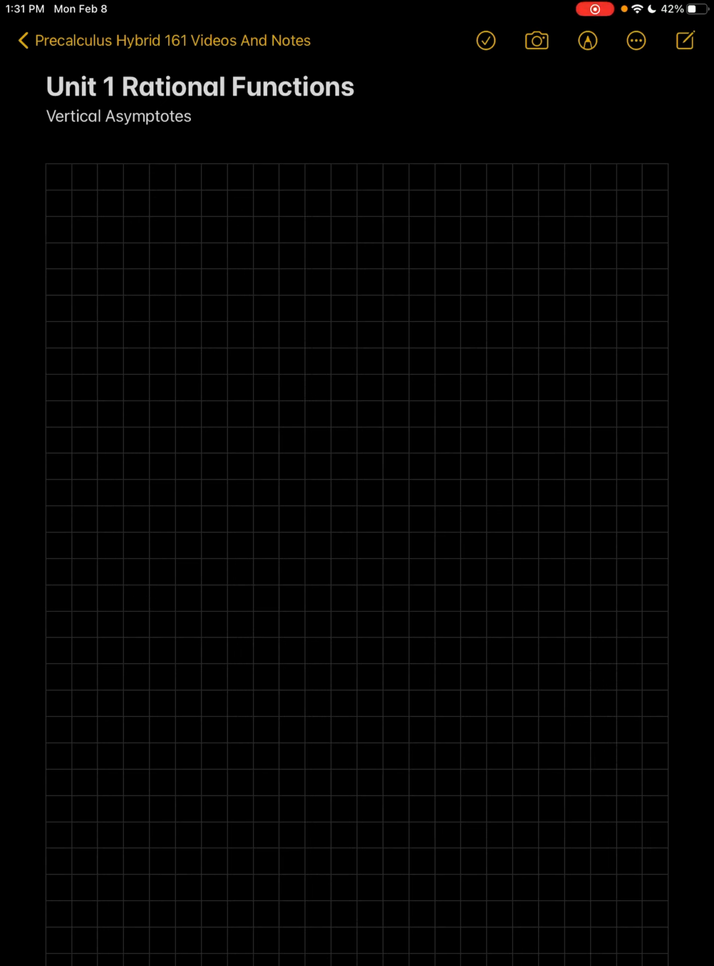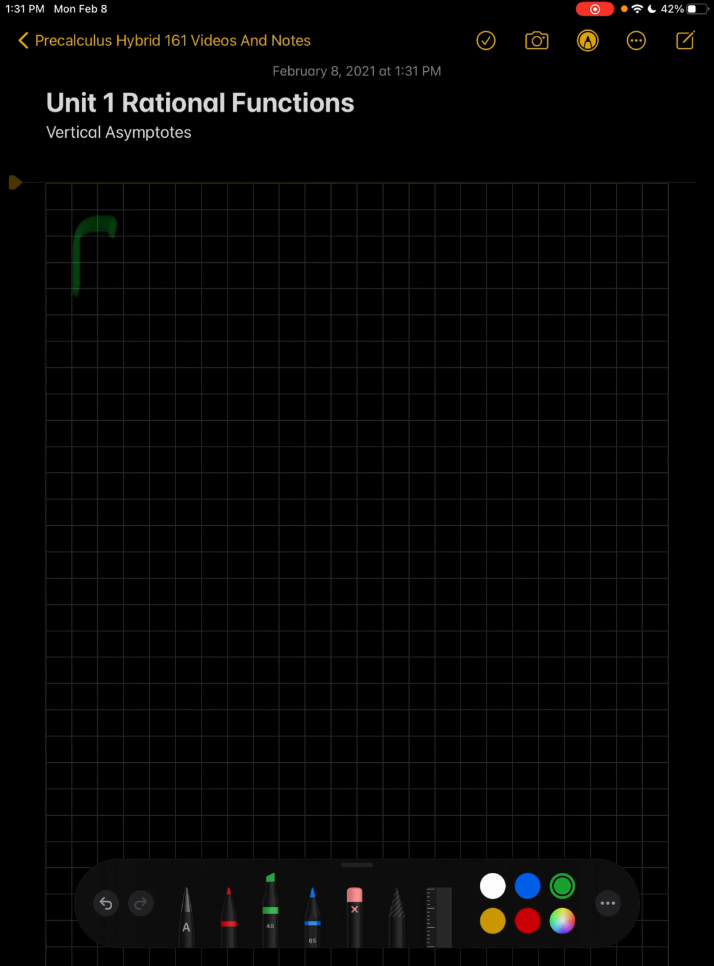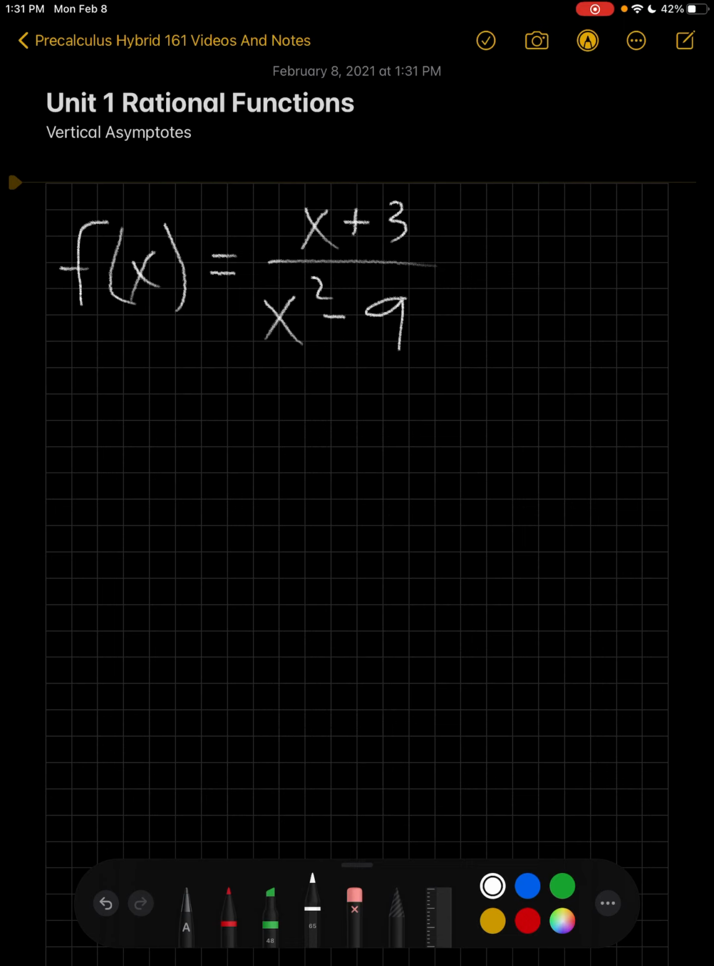In this video, I'm going to talk to you a little bit about a vertical asymptote and how you could find one. So we've been working with this example so far. We've had this nice function. Let me write it neater. So we've been working with this function, f of x is equal to x plus 3 divided by x squared minus 9.